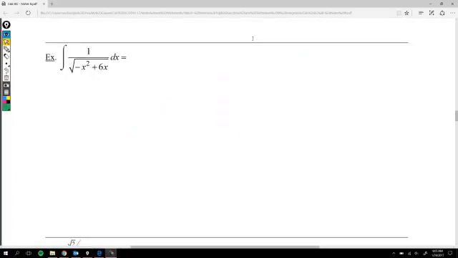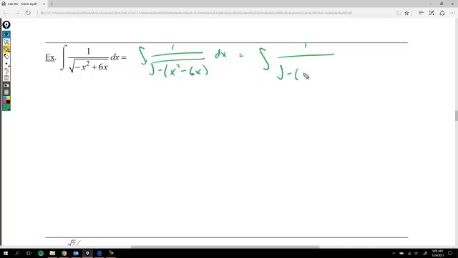All right, let's keep going. So we're forced to complete the square again. And so first thing I'm going to do, you don't have to do this, is I'm going to factor out that negative. So I see what I got going on down here. And so when I complete the square, I see that I'm going to have to add a 9 in here. So I have 1 over negative x squared minus 6x plus 9.